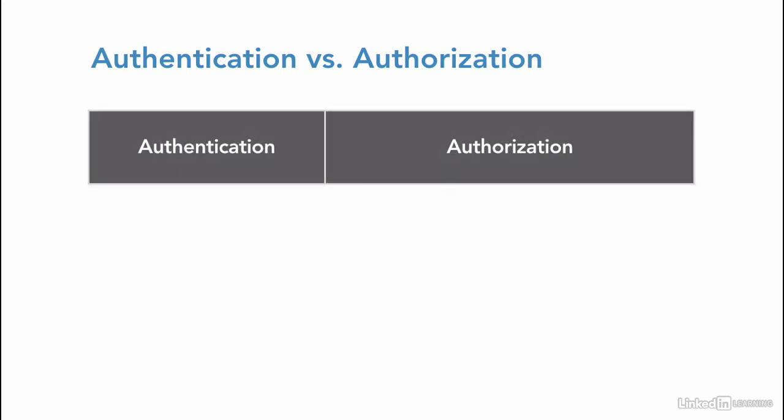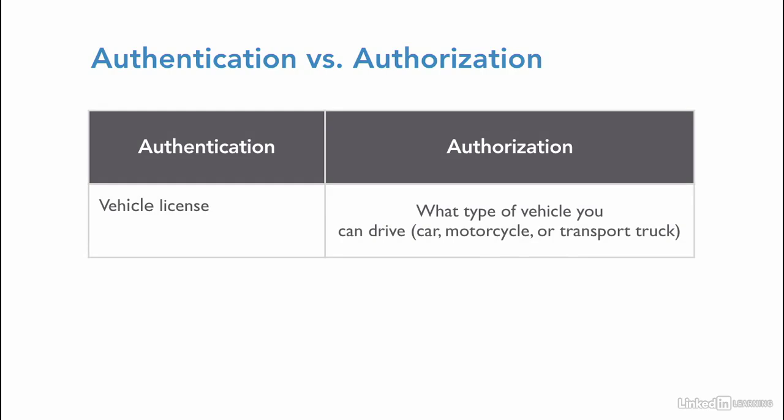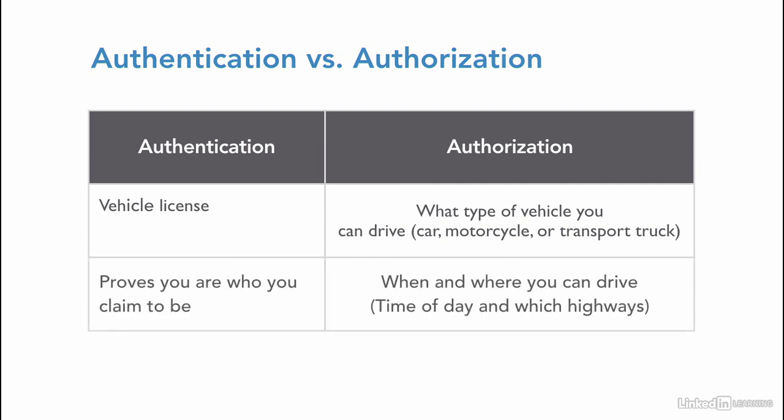Let's look at an example between authentication and authorization. And here I'm going to use a vehicle license. A vehicle license falls under authentication because it proves who you claim to be. That vehicle license also includes some information about what you can drive, and that is authorization. What type of vehicle can you drive? Is it a car, motorcycle, or transport truck?